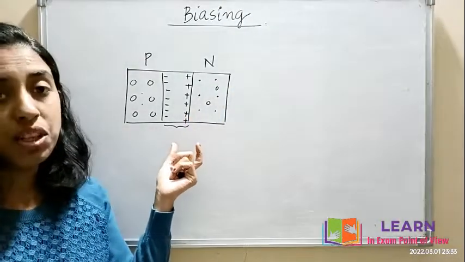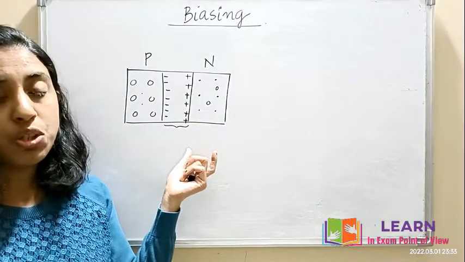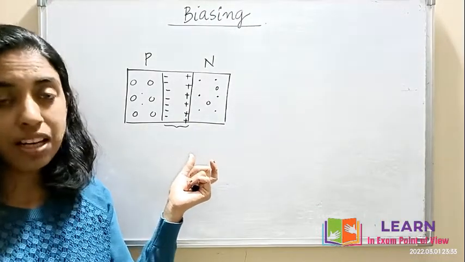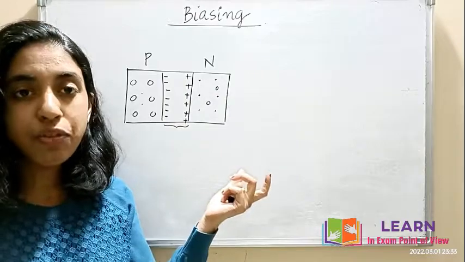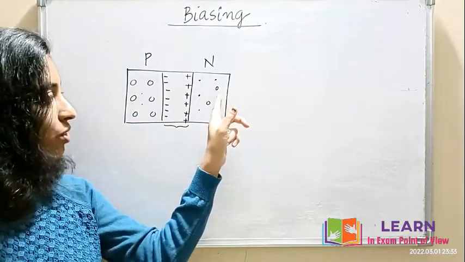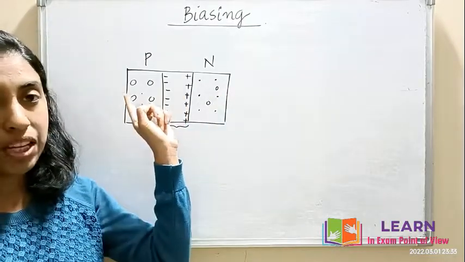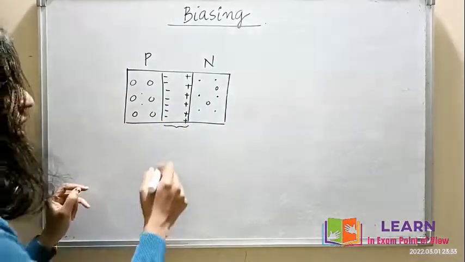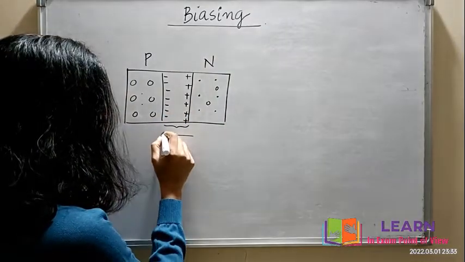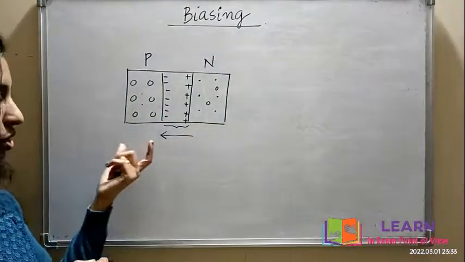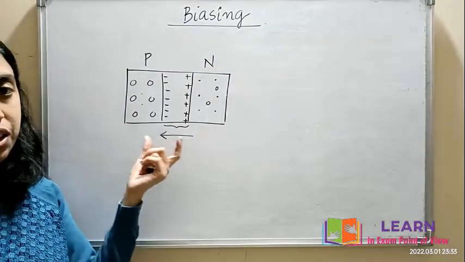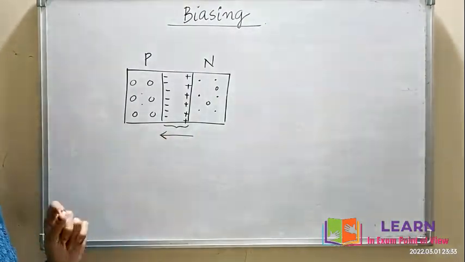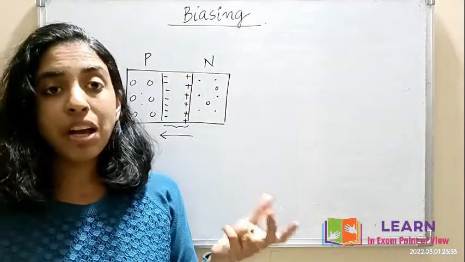So this was our depletion layer, which creates a potential barrier which opposes the further movement of electrons from n-type to p-type, right? So here comes an electric field which is in the direction from plus to minus, right? Electric field. Now we are going to do the biasing.